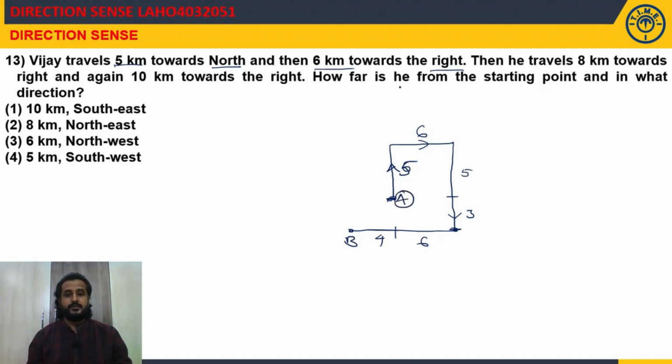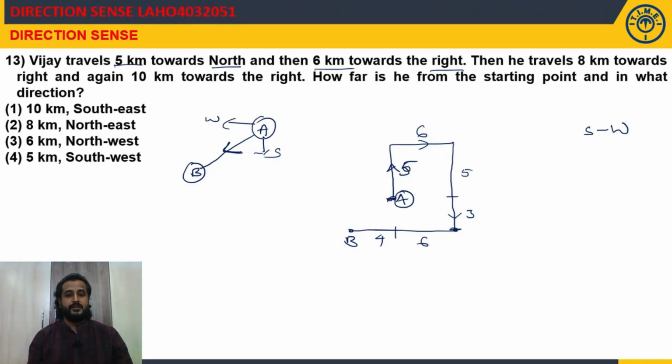Now what is the question asked? How far is he from the starting point? So we need to identify the distance. So distance between A is here and B is here. So distance between A and B we need to find. And also in what direction? How far is he from starting point and in what direction? So from the starting point is in which direction? So slant line downwards left. Which direction it is? It is west. It is south. So southwest. So direction will be southwest.